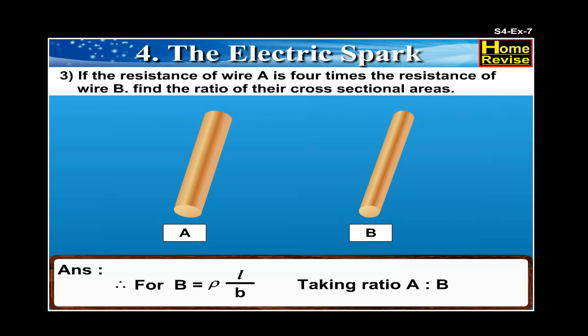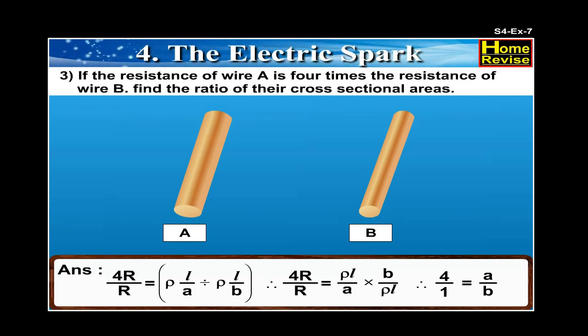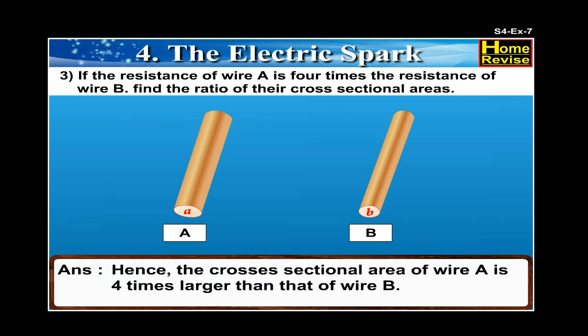Taking ratio A is to B, 4R upon R is equal to rho L upon a divided by rho L upon b. Therefore, 4R upon R is equal to rho L upon a into b upon rho L, which equals 4 upon 1 is equal to b upon a. Hence, the cross-sectional area of wire B is 4 times larger than that of wire A.